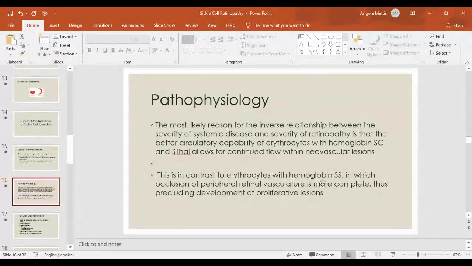Whereas in SS disease, the peripheral vasculature is more completely occluded. And so you don't get the development of as much proliferative lesions, so you don't get as much bleeding from these vessels, because you are still perfusing some of these new abnormal lesions that are formed, which I'm going to talk about shortly. This is one of the theories, but it's not known for sure. But that's one of the postulates.